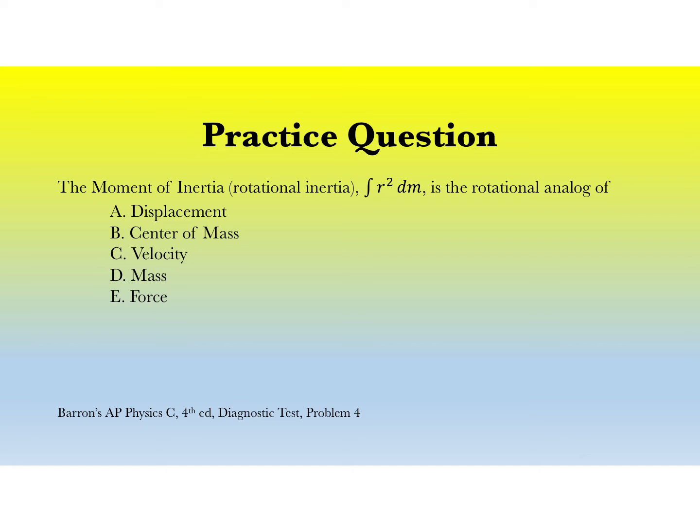So here's an example of one that's really straightforward: do you understand what this formula is asking about? The moment of inertia, integral of r squared dm, is the rotational analog of which one? That's right, it's D, the mass.